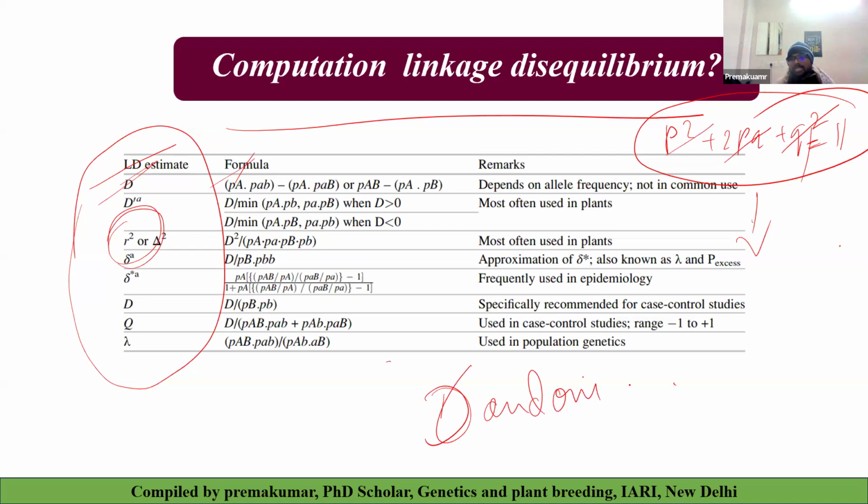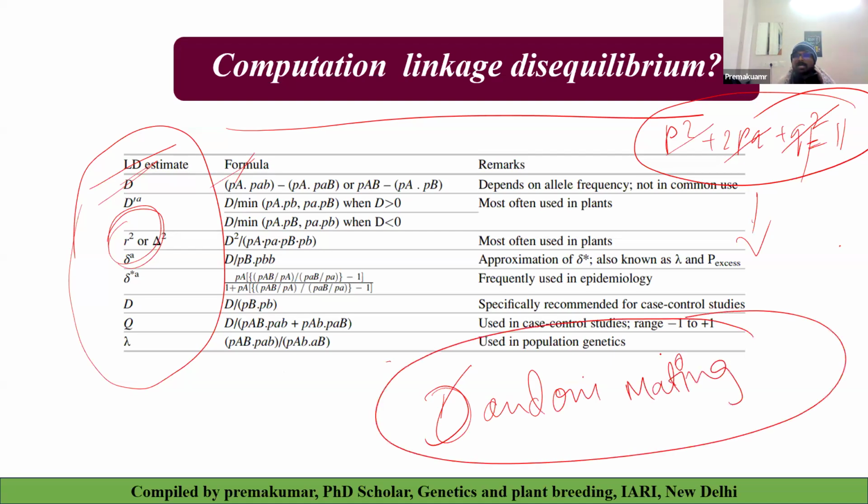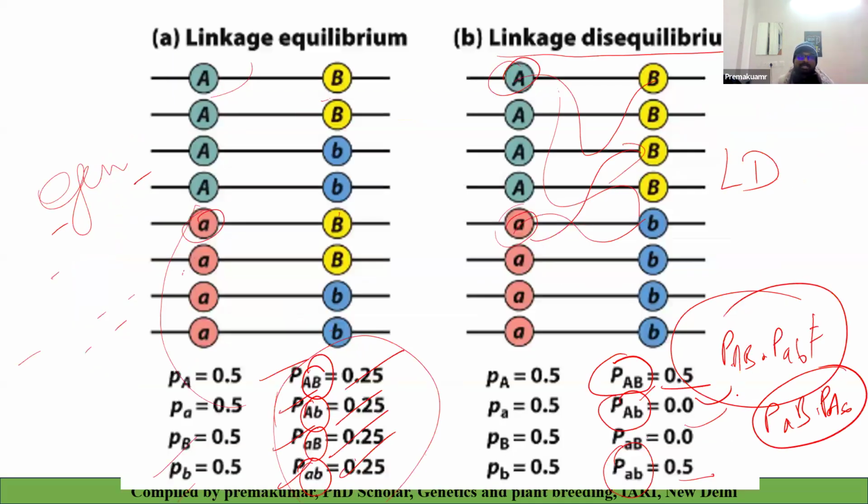when there is random mating of alleles. This is the first assumption you should have. For the population to be in equilibrium, there should be random mating, random union of the gametes. Random union, as I explained, means any allele of a particular gene can recombine with any allele of the other gene. See, capital A is recombining with capital B or small b. This is called random union.